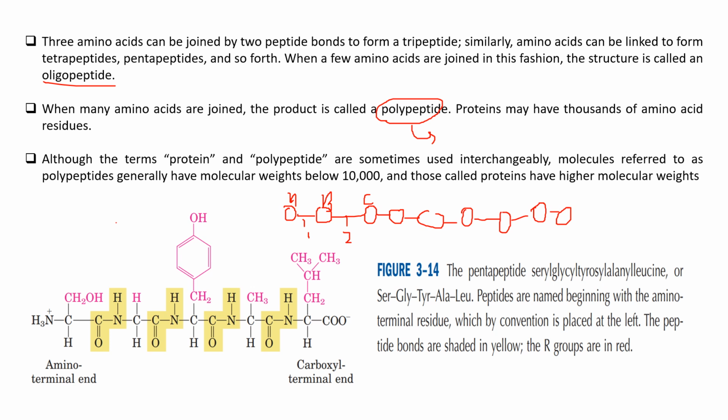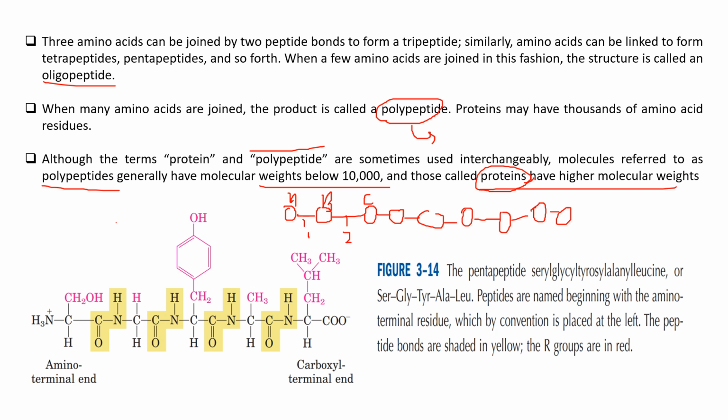When its molecular weight is less than 10,000, it is called polypeptide. But when its molecular weight is more than 10,000, then it will be called a protein. So this is the major difference between when we call it polypeptide and when we call it protein. It totally depends on the molecular weight. Below 10,000 it is called polypeptide, and above 10,000 it will be called protein.